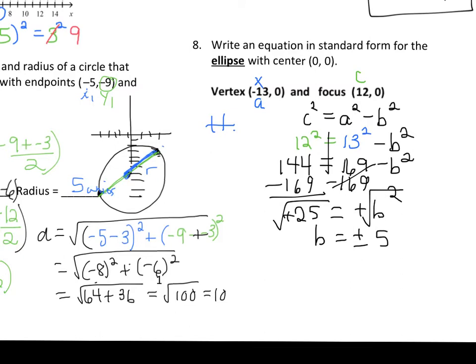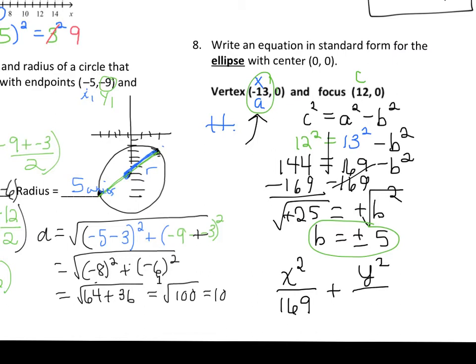Now we can plug our A, the 13, and the B, 5, into the ellipse formula. It's horizontal, so that means the x squared will go first, and it will have the number for A underneath it. It's going to be A squared, so 13 squared, 169. Now we'll put the y, and underneath it we're going to put B squared, which is 5 squared, or 25, and those equal 1.